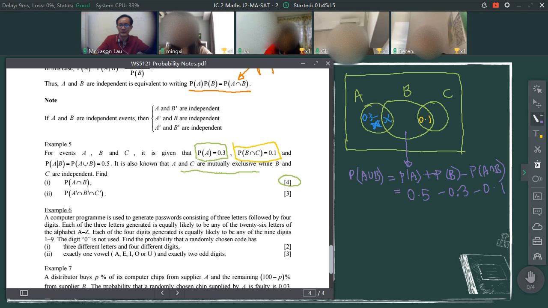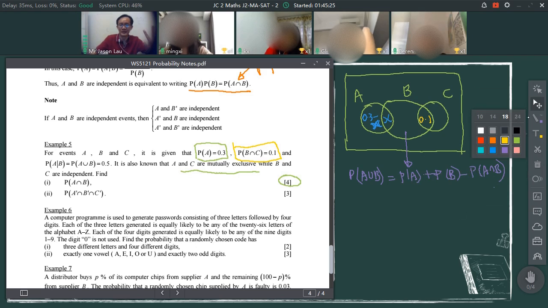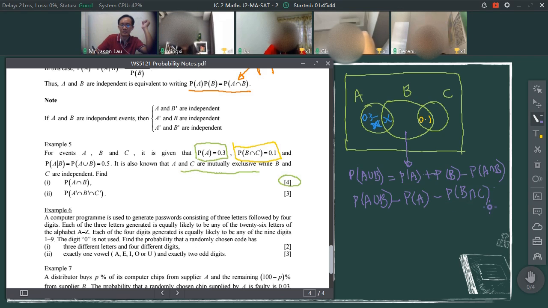Oh, wait. I'm sorry, I'm too fast here. What I'm saying is, how do you find the middle region? Sorry, I erased. The middle region is you take 0.5 for the whole union, A union B, minus P(A), minus P(B intersect C). Can you figure out this one?